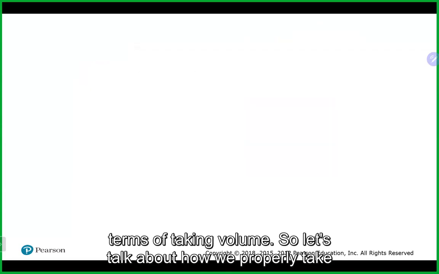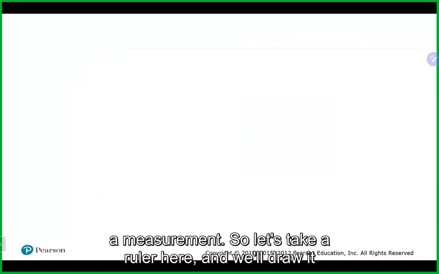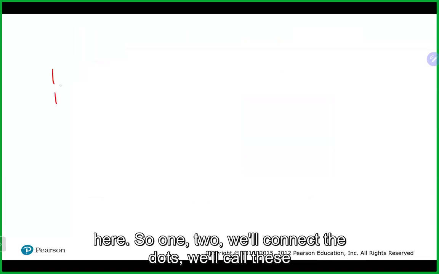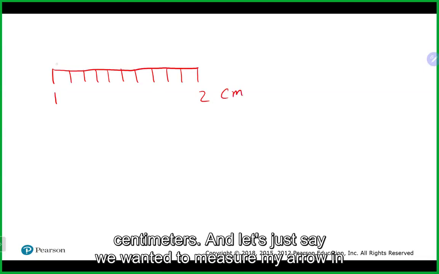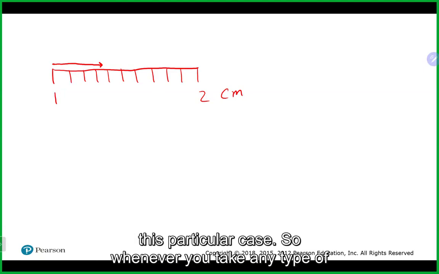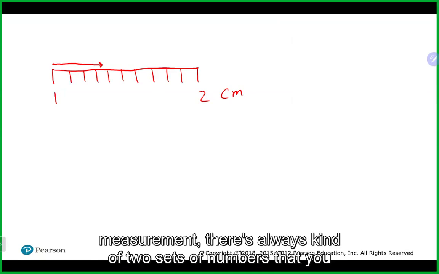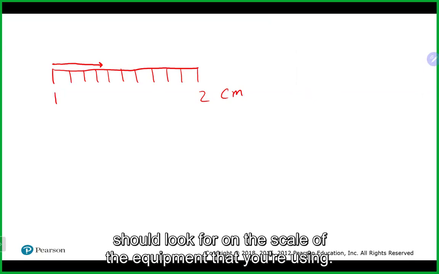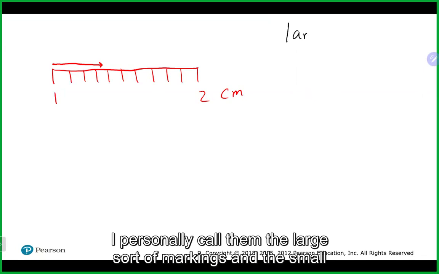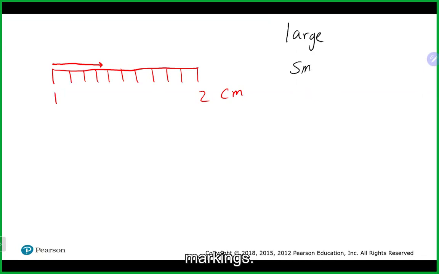So let's talk about how we properly take a measurement. So let's take a ruler here, and we'll draw it here. So 1, 2, connected dots. We'll call these centimeters. And let's just say we wanted to measure my arrow in this particular case. So whenever you take any type of measurement, there's always kind of two sets of numbers that you should look for on the scale of the equipment that you're using. I personally call them the large markings and the small markings.